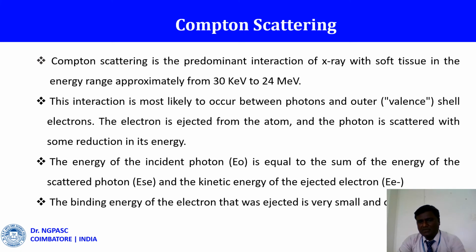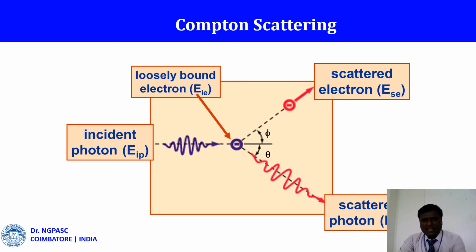The energy of the incident photon is equal to the sum of the energy of the scattered photon and the kinetic energy of the ejected electron. The binding energy of the electron that was ejected is very small. This slide illustrates Compton scattering.